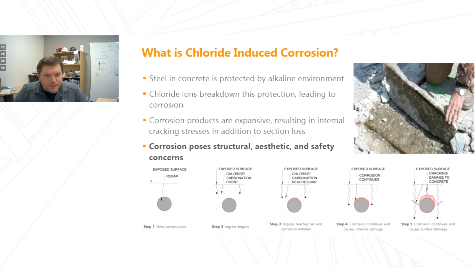Ultimately, corrosion poses not only a structural concern due to the section loss, but also aesthetic and safety concerns, both visually unappealing as well as potential spalling hazards. So chloride-induced corrosion is a pretty big problem in reinforced concrete infrastructure.